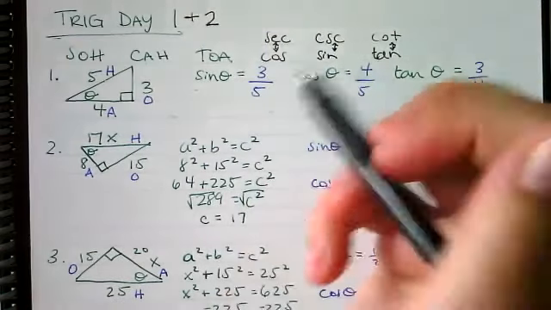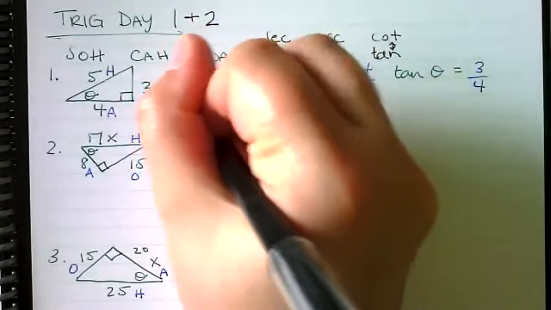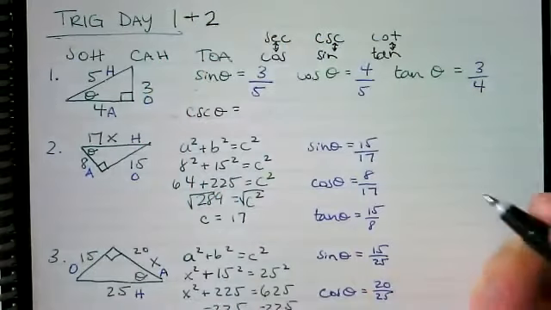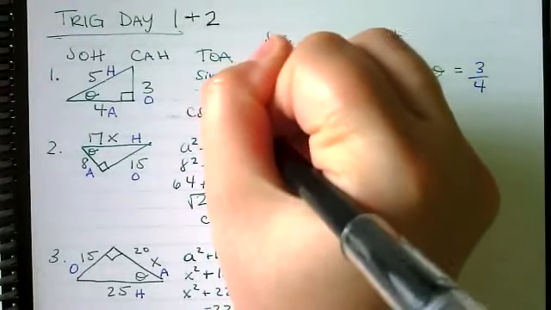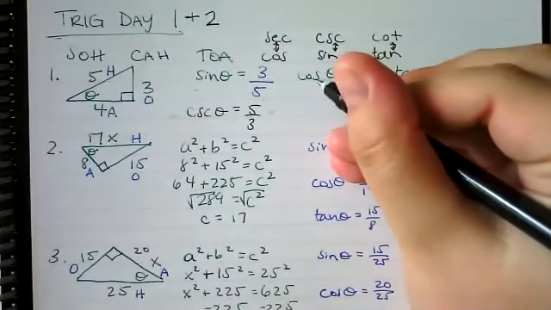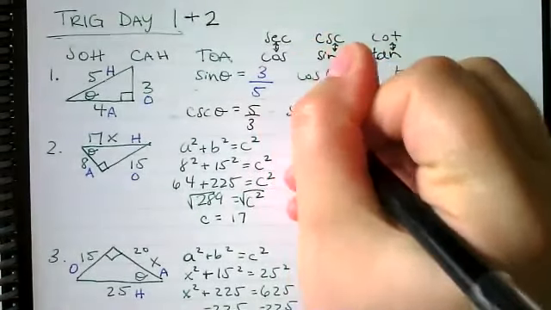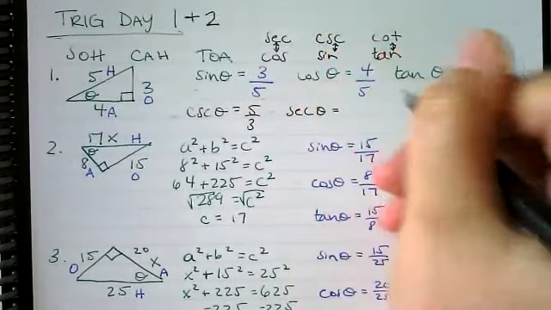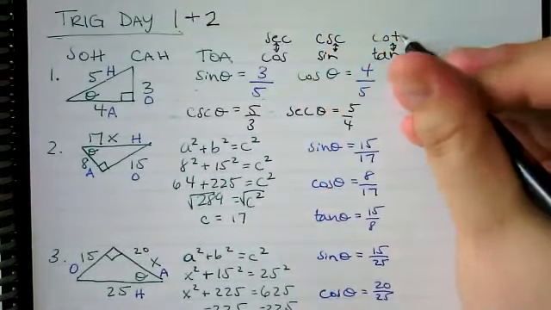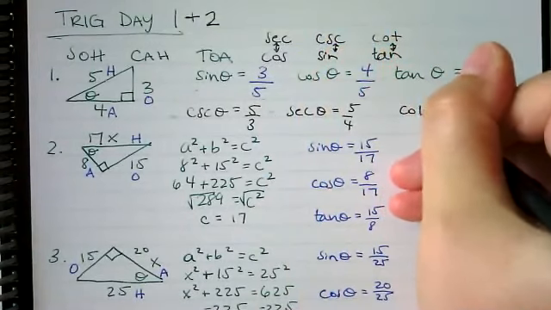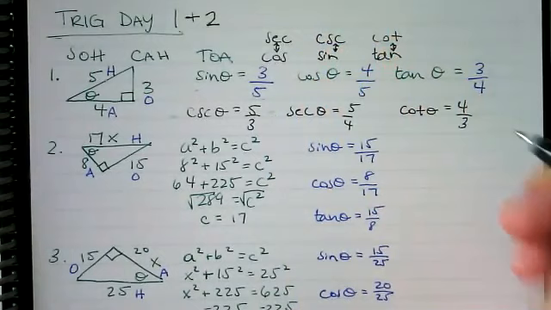the fraction. So sine goes with cosecant. So I write cosecant of theta equals, and then I just take 3/5 and I flip it, and it's 5/3. For cosine, cosine goes along with secant. So I write secant of theta equals, and then I flip my fraction. I've got 5/4. Tangent goes along with cotangent. So cotangent of theta equals, and I flip it, and I've got 4/3. So it's as simple as that.